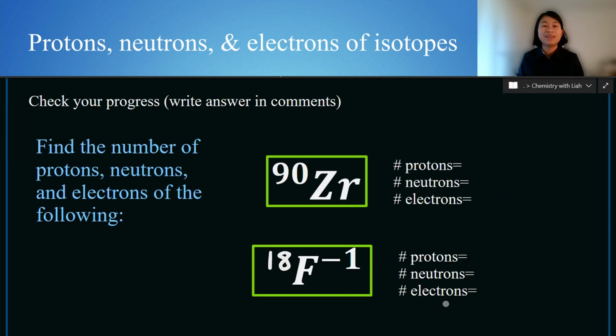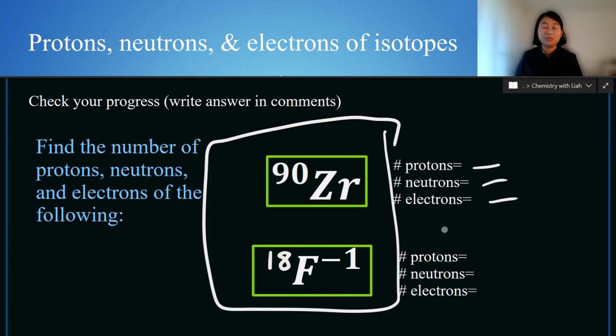Now it's time for you to check your progress with this topic. So what you're going to do is you're going to find the number of protons, neutrons, and electrons, and please feel free to write your answer in the comments.